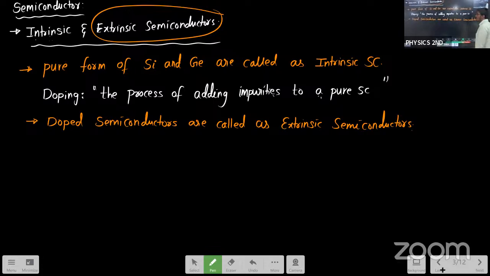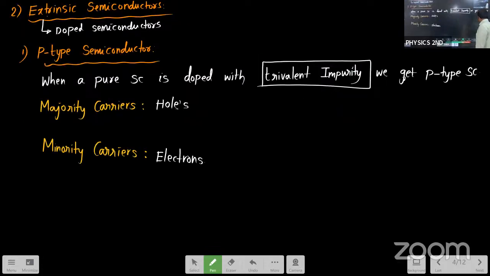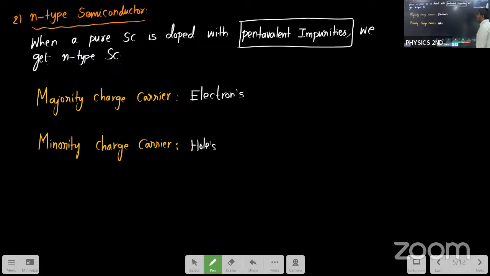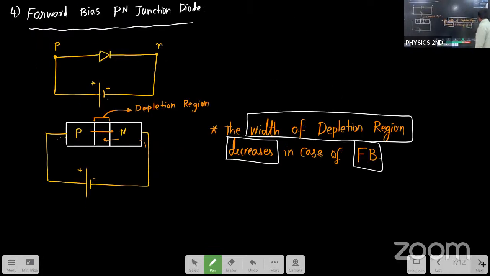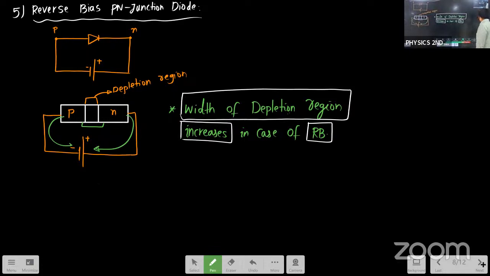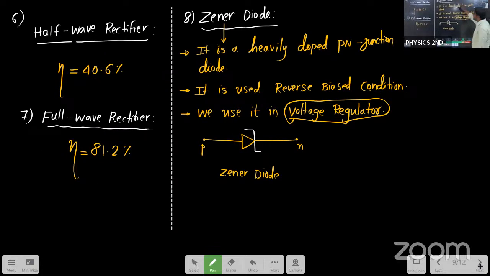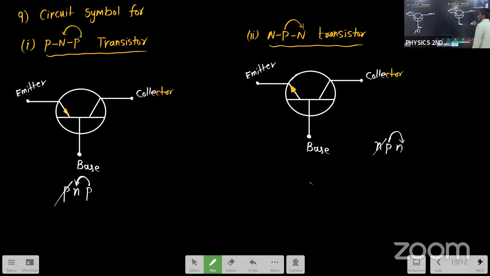We have discussed intrinsic and extrinsic semiconductors. Then we discussed P-type and N-type semiconductors. Then we discussed the PN junction diode, what the forward bias PN junction diode is and what the reverse bias PN junction diode is. Then we discussed the efficiencies of rectifiers. Then we discussed a new diode called the Zener diode. Then we discussed the transistor.